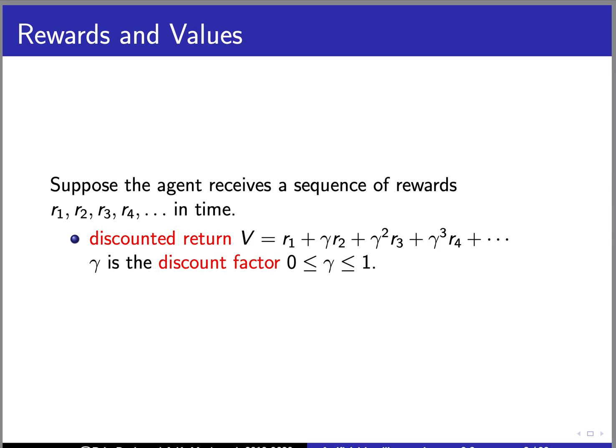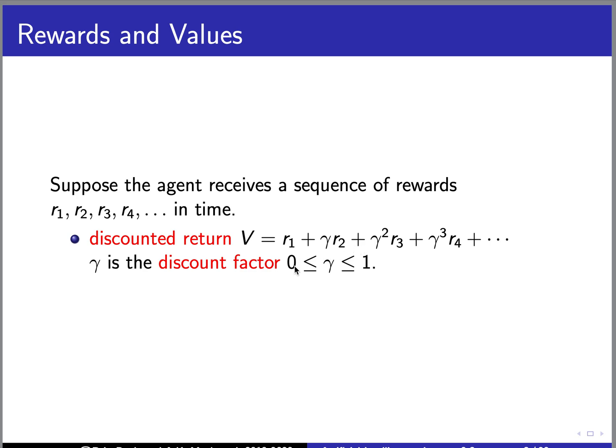Okay, another way to do it that's very common and that we're going to adopt is, suppose an agent receives a sequence of rewards in time. This discounted reward says there's some discount factor between 0 and 1, so you get R1 plus the discount of R2. At one time step you get a discount of gamma, in two time steps a discount of gamma squared, and then gamma cubed, and so on. Okay, so you get this discount factor.